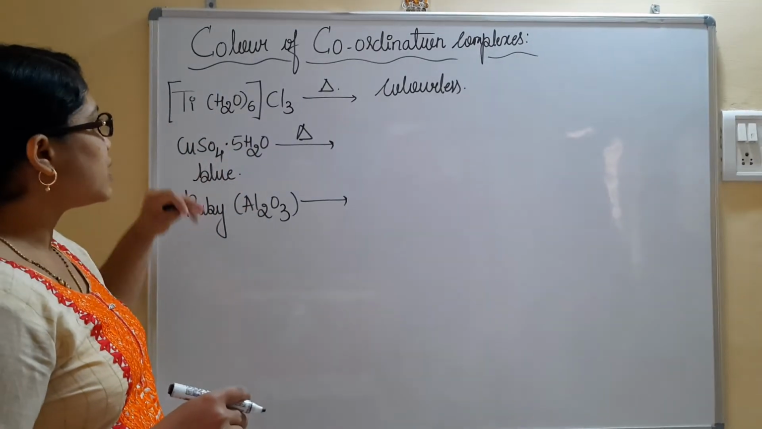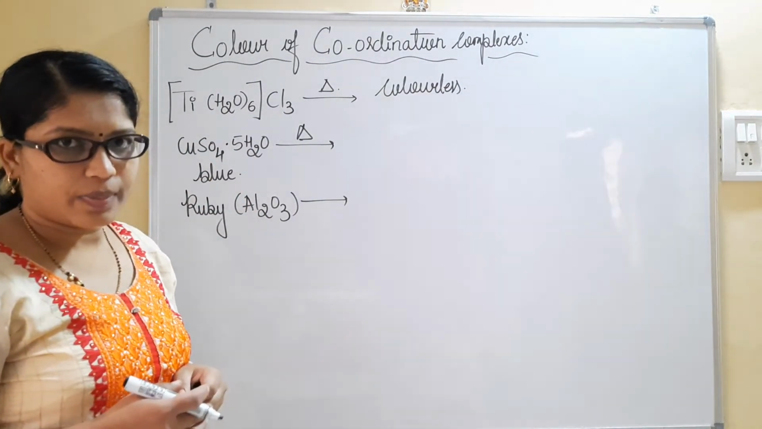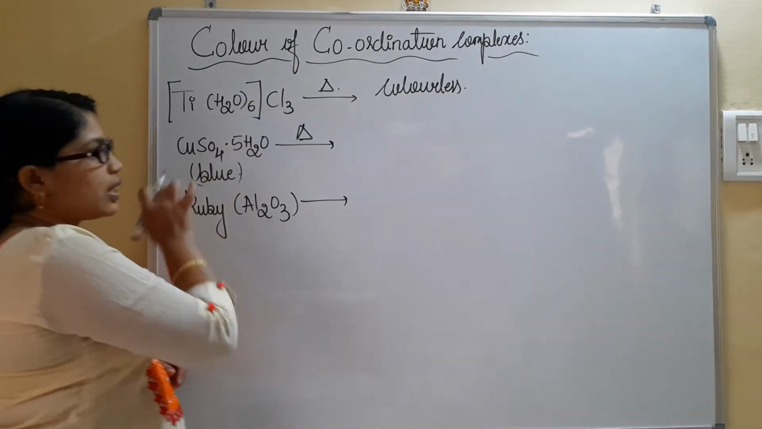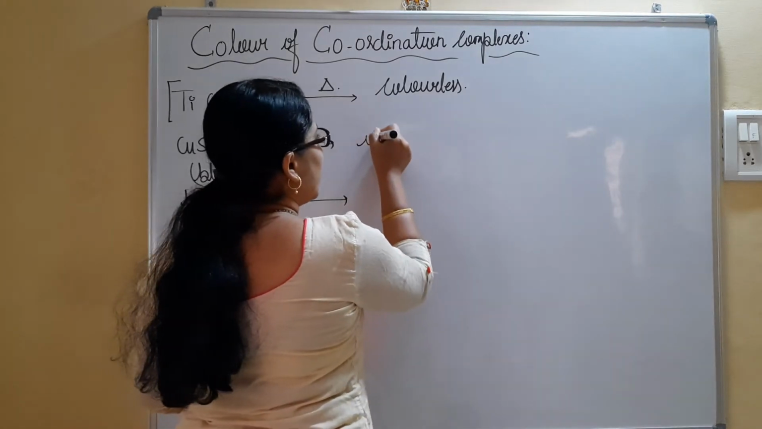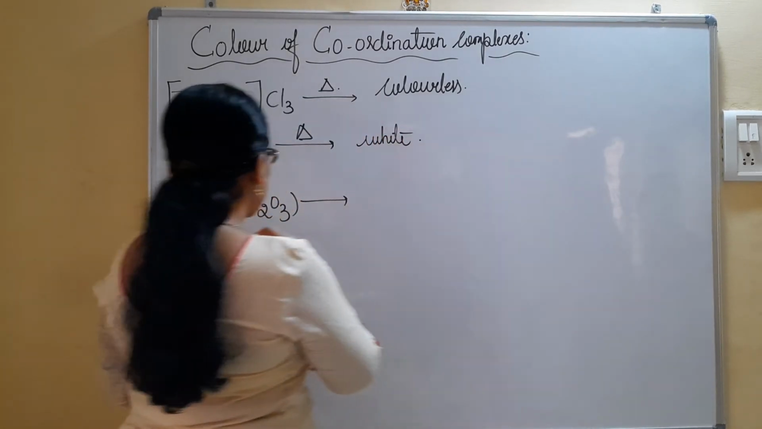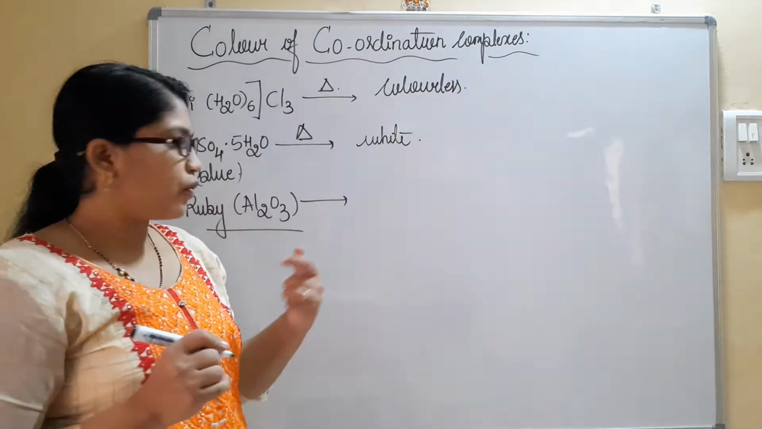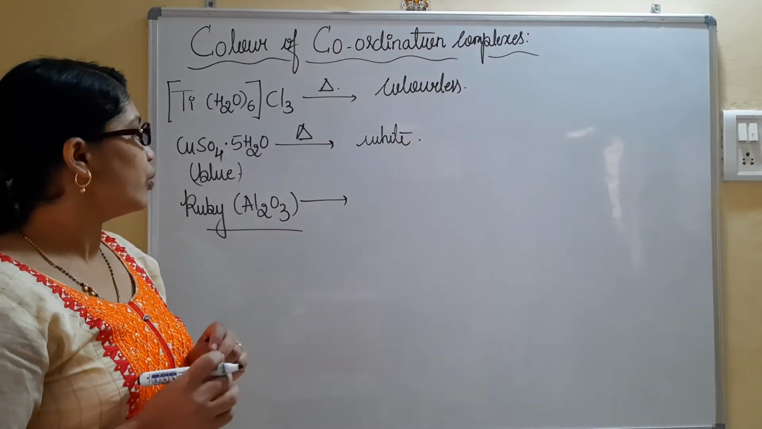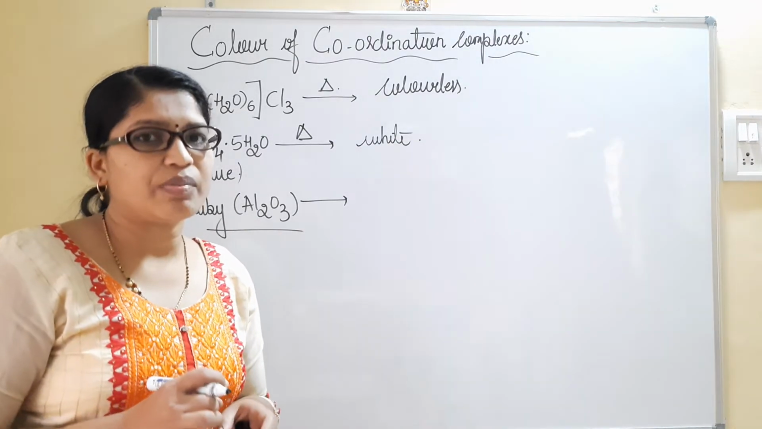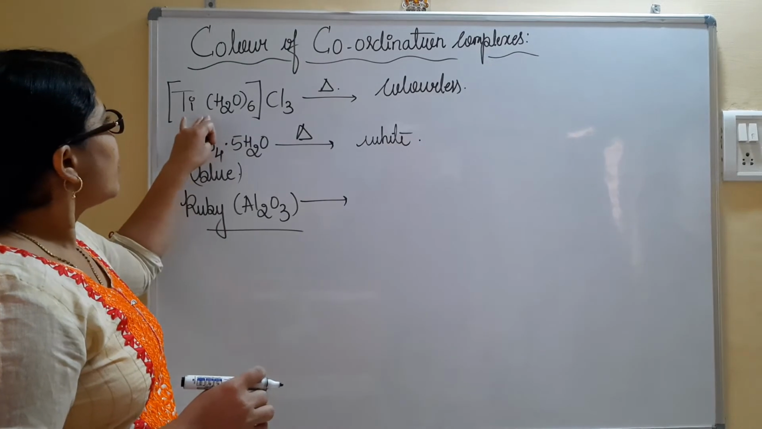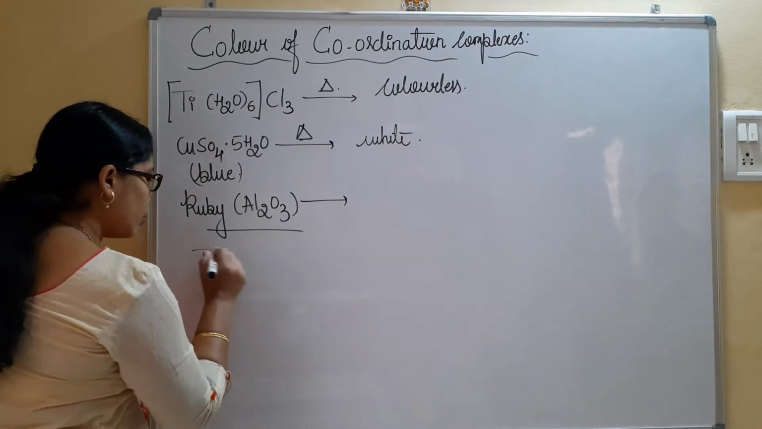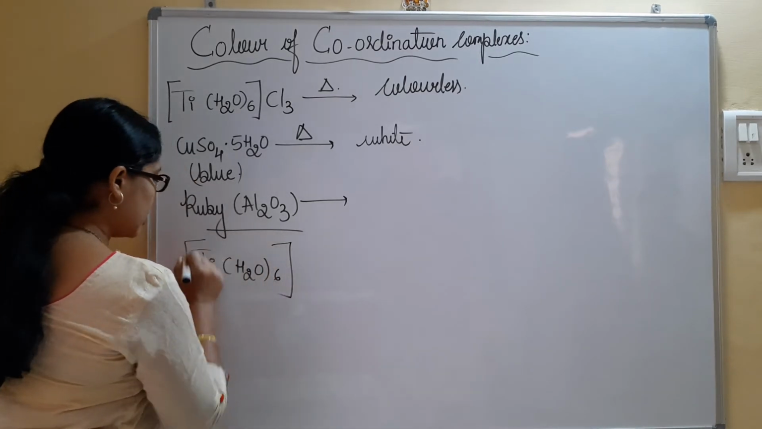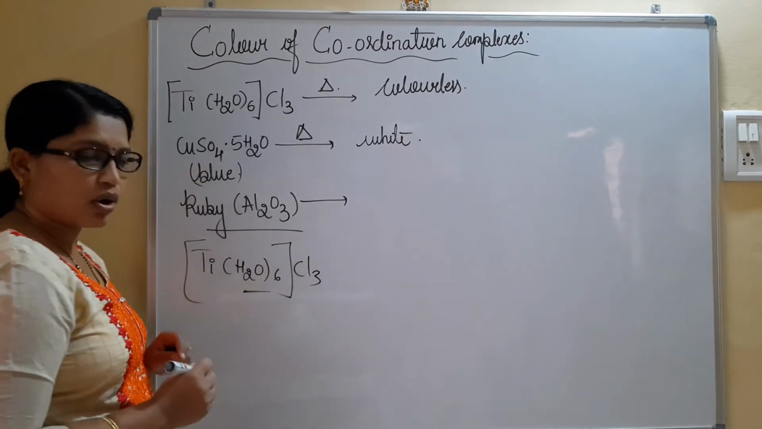Then we have copper sulfate, hydrated copper sulfate. If you consider this one, it has a blue color. When you just heat it, it is going to lose the color and it will become white. Okay. And lastly, we have ruby here. You need to tell me what will be the color for this one. Ruby is a stone in which aluminum is present with a transition metal. So here, when you consider titanium hexa aqua, H2O, how many are there? 6. Cl3. Can you say that it is an octahedral complex?